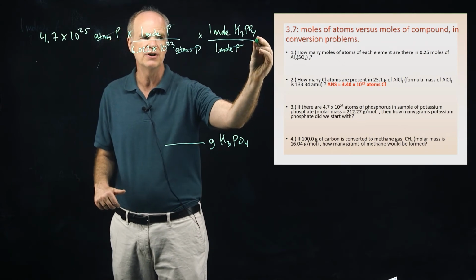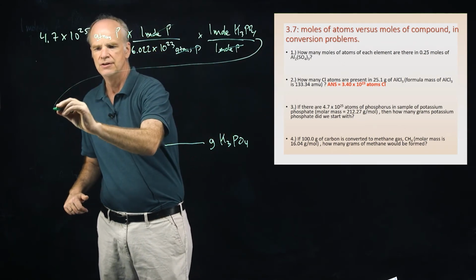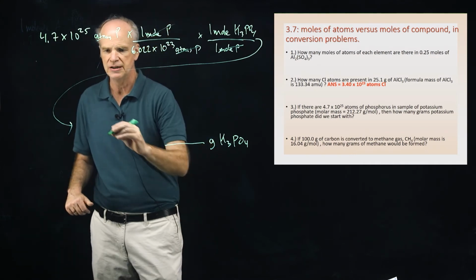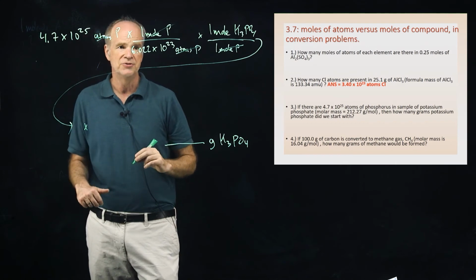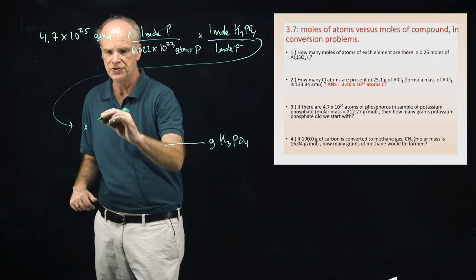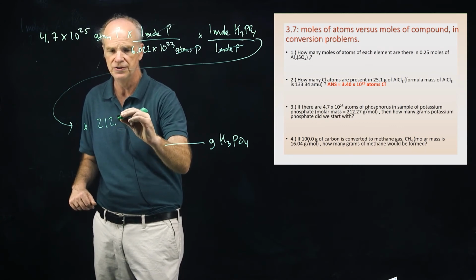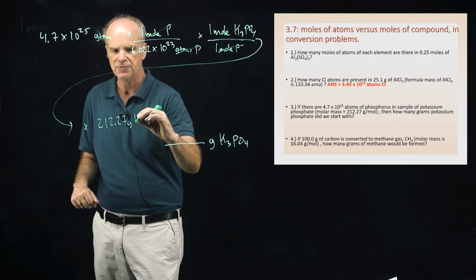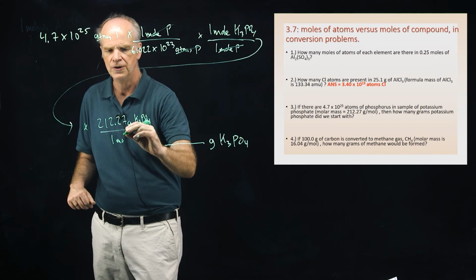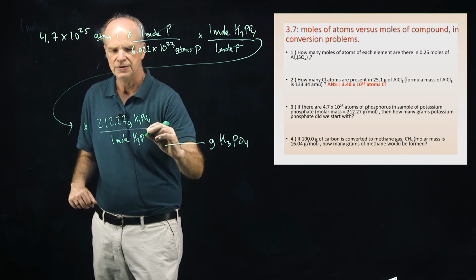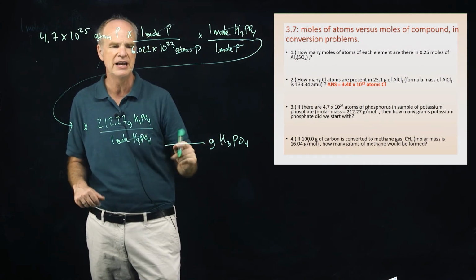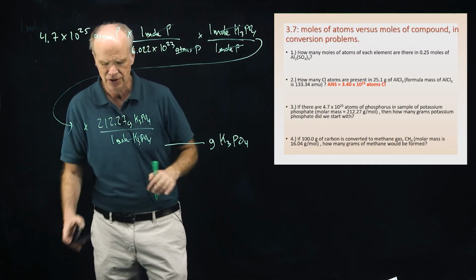And so now what we want to do is get moles of potassium phosphate into grams of potassium phosphate. And so what we want to do is multiply probably by the molar mass of potassium phosphate, which is given to us, which is 212.27 grams of potassium phosphate over 1 mole of potassium phosphate. So you can see the moles of potassium phosphate cancels, and we should get an answer in grams potassium phosphate. So let me do the math.